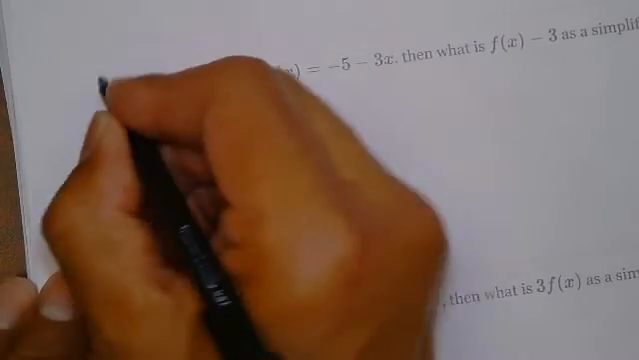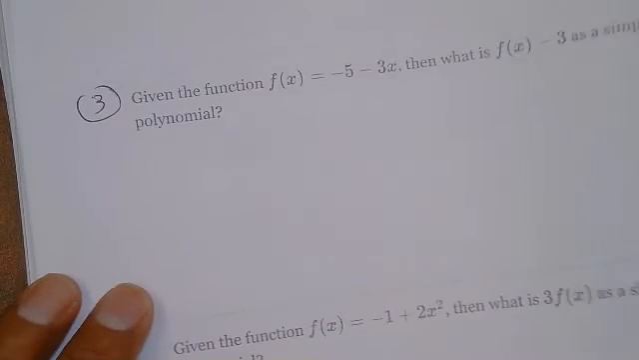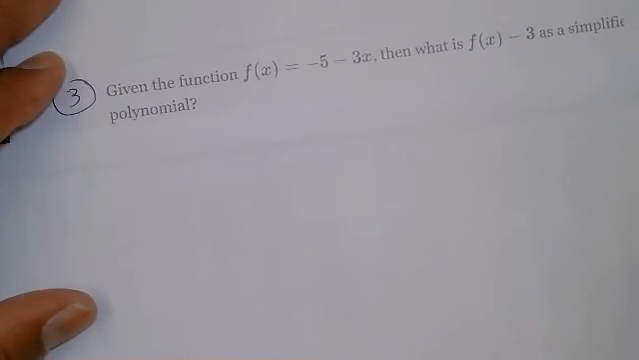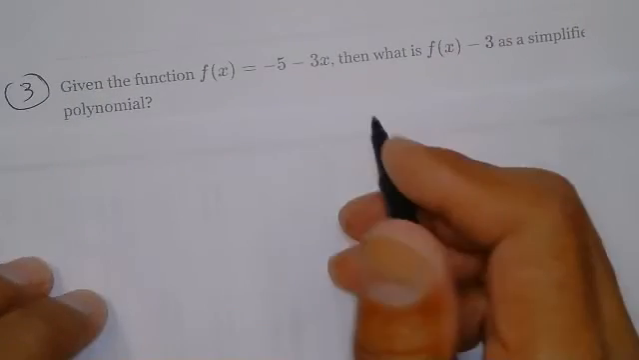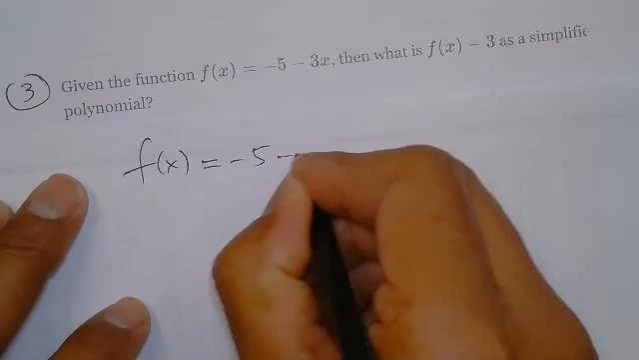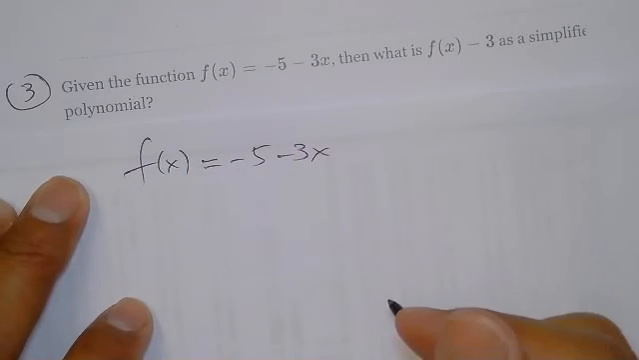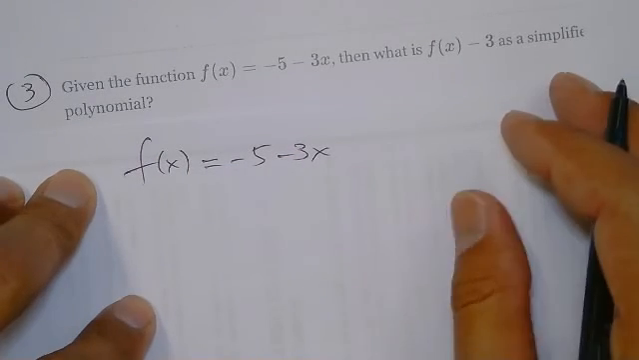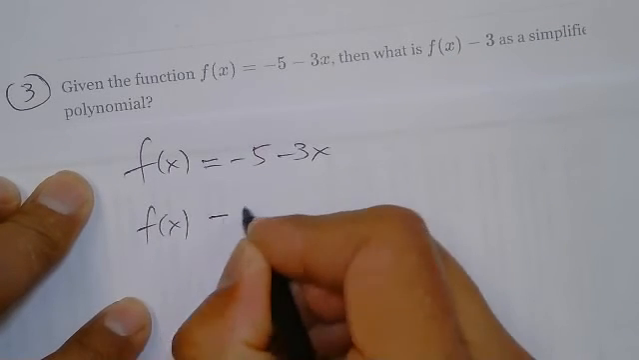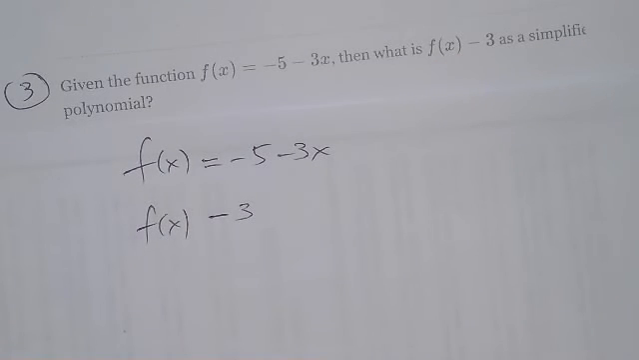This is so easy. Number 3. Are we good? Can I move on? Number 3 is right here. Let's just copy the function. And what does this say here? Number 3 says, given this function f of x is equal to negative 5 minus 3x, what would you do if it says f of x and then minus 3?